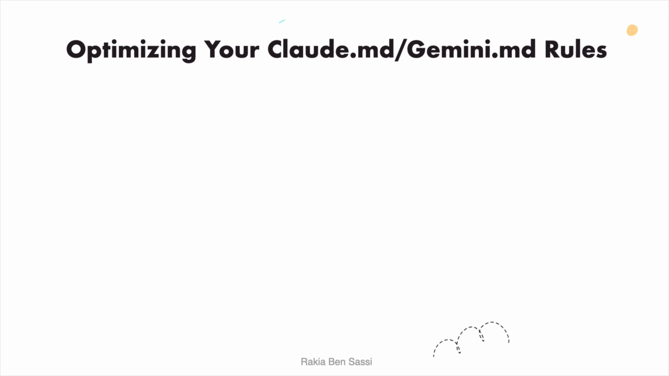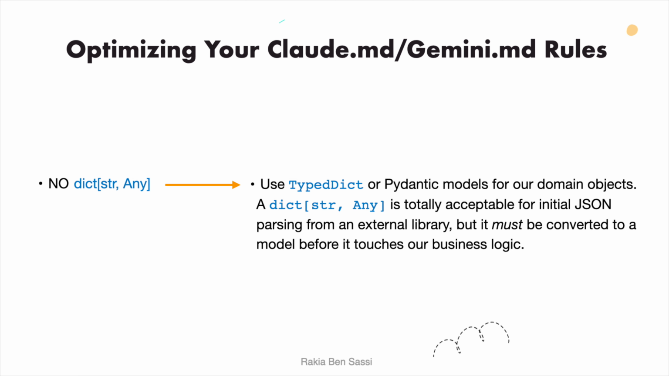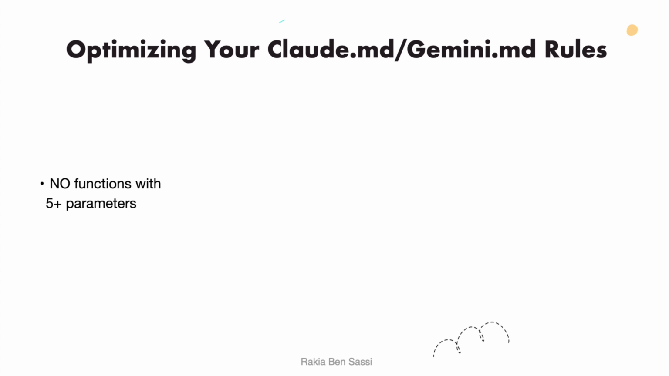Here is how you can refine the blunt rules. Instead of no dict of string and Any, try this: use TypedDict or Pydantic models for our domain objects. A dict of string and Any is totally acceptable for initial JSON parsing from an external library, but it must be converted to a model before it touches our business logic. See? Context.